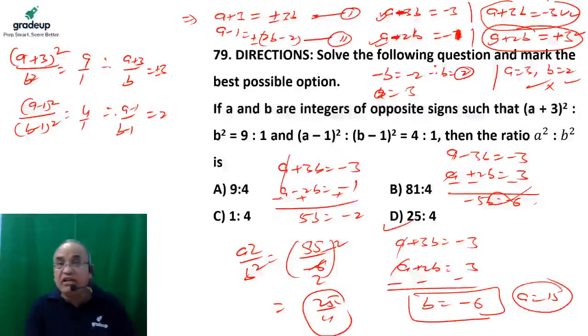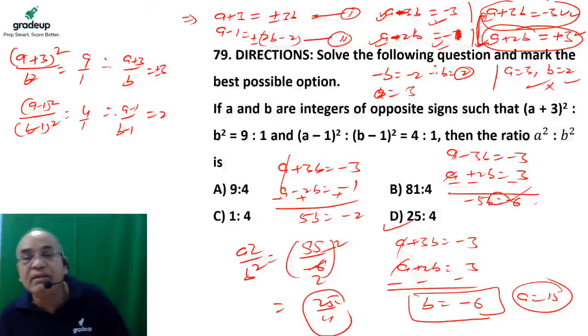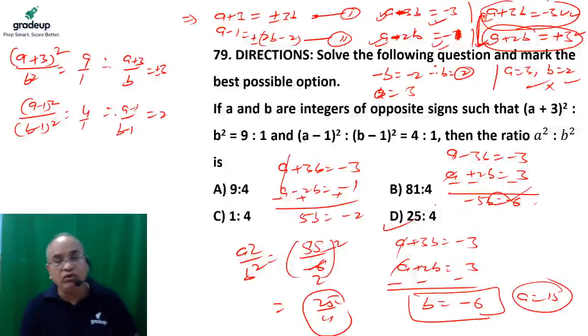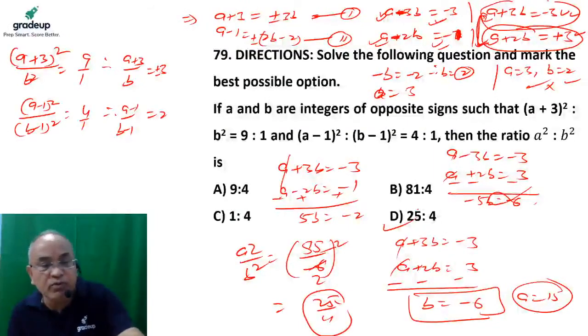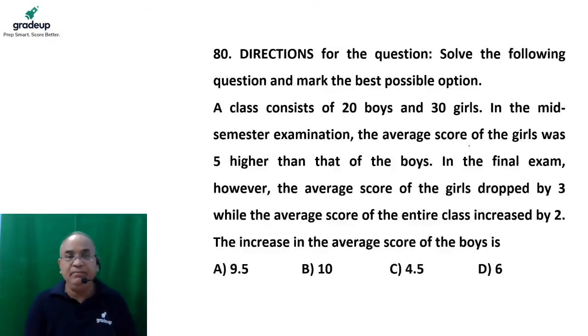And please note I have taken these two equations, which I have circled, because I have tried this with this, I have tried this with this, I have tried this with this, but after trying these two equations, we got the result. The result is 25 upon 4. Move to the next question. If we move to the next question, then the next question is this one.